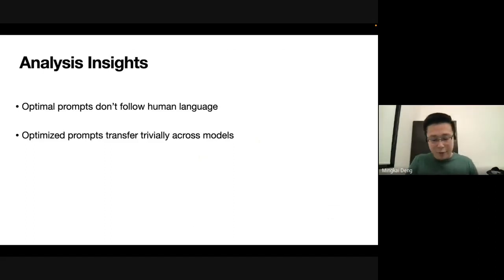But here, I want to go a little bit into the analysis of what kinds of prompts we've been able to learn, because that's important to understanding the utility of RLPrompt. What we found was that these optimal prompts are very good, even if they don't follow human language, and they actually perform better than human-written prompts. However, even though these prompts don't follow human language, they can transfer very well across models. That is, you can take a prompt learned from one model and apply it to many other models and get the same level, or even better performance.